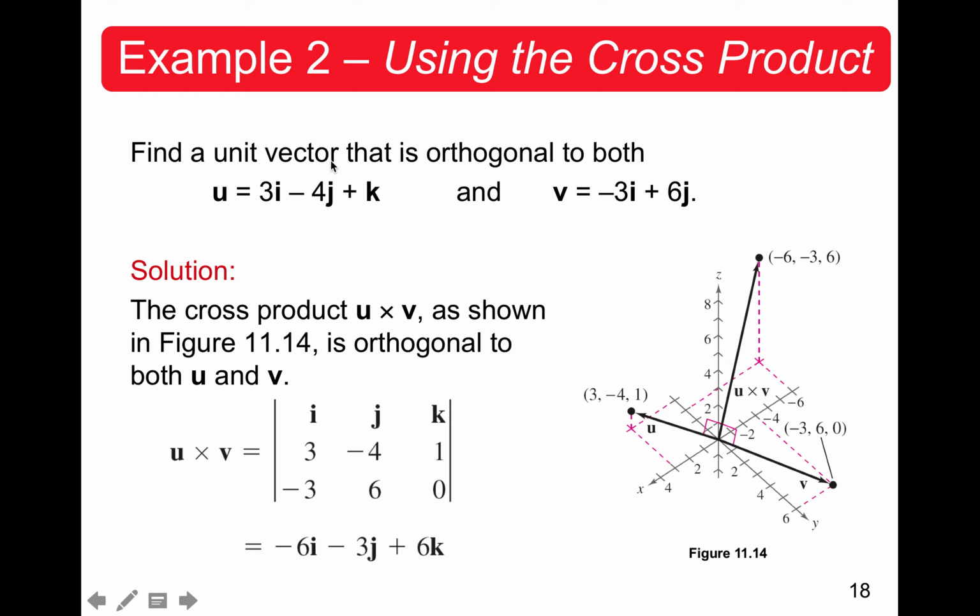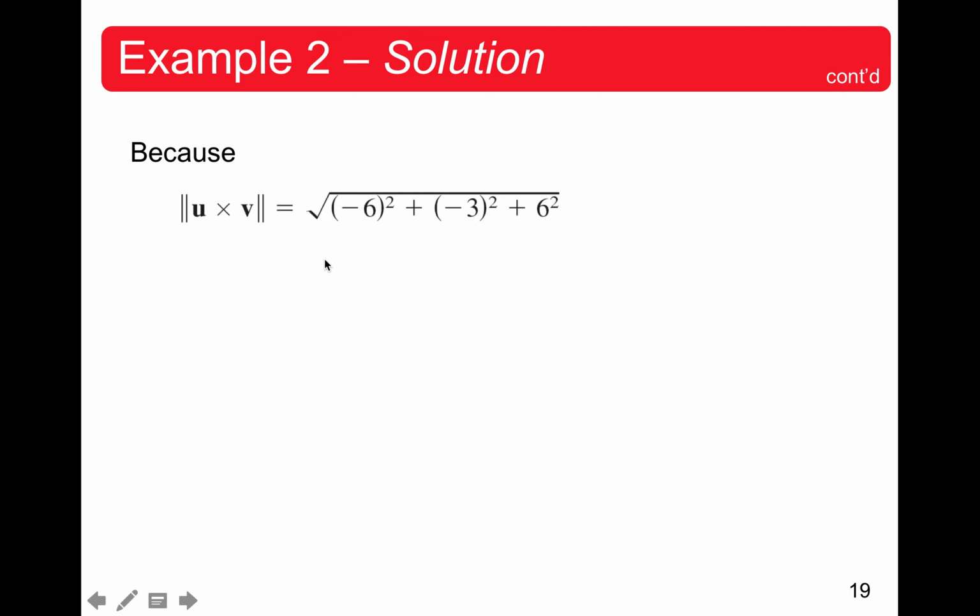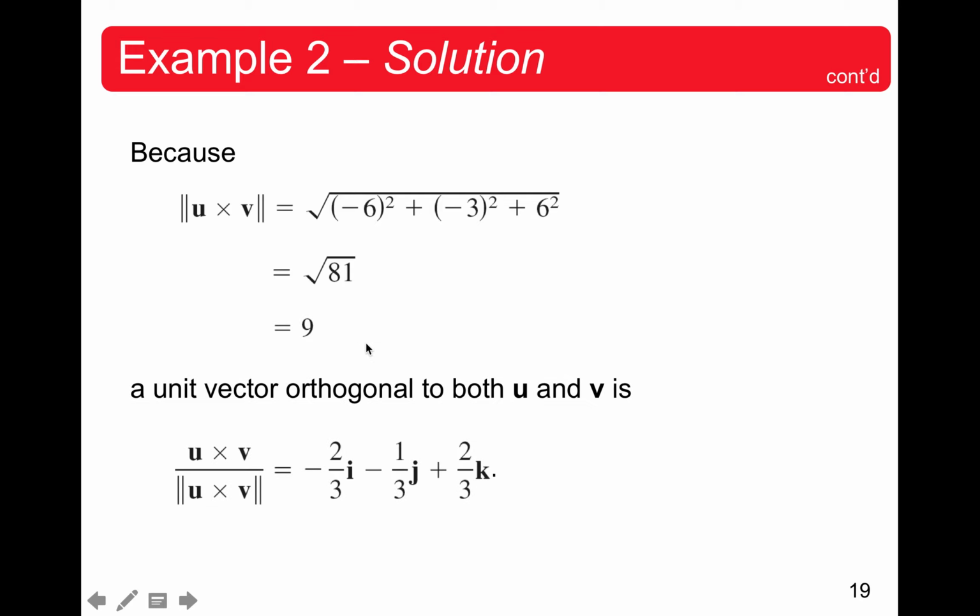So if you remember back to when we did vectors in the previous chapter, you find the unit vector by taking the vector and dividing it by its magnitude. So for the magnitude, we take each component, that -6, -3, and 6, square those, and add them together. We get 81, so the square root of 81 is 9. Now we take the -6, the -3, and the 6 and divide that by the magnitude. So the cross product divided by the magnitude.